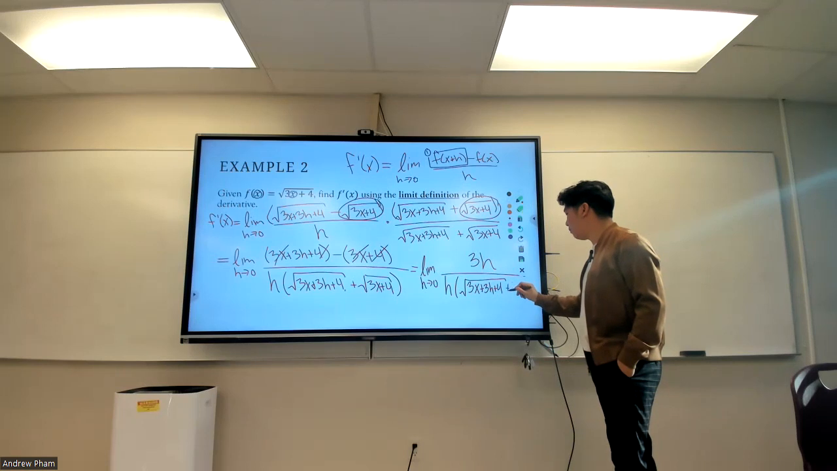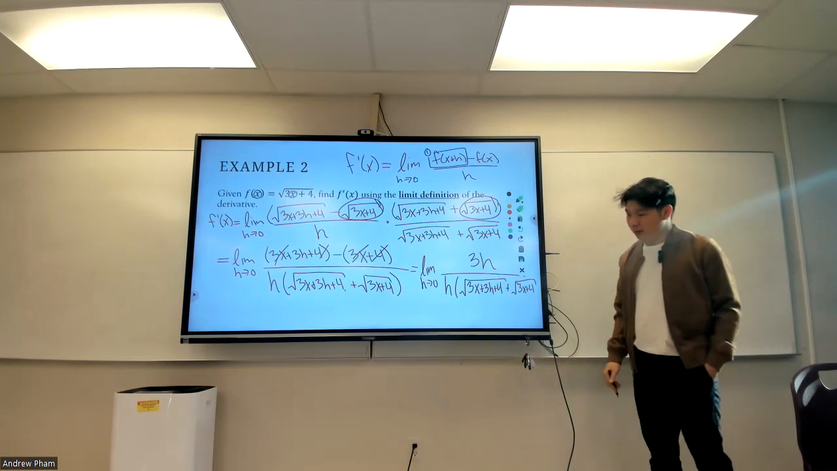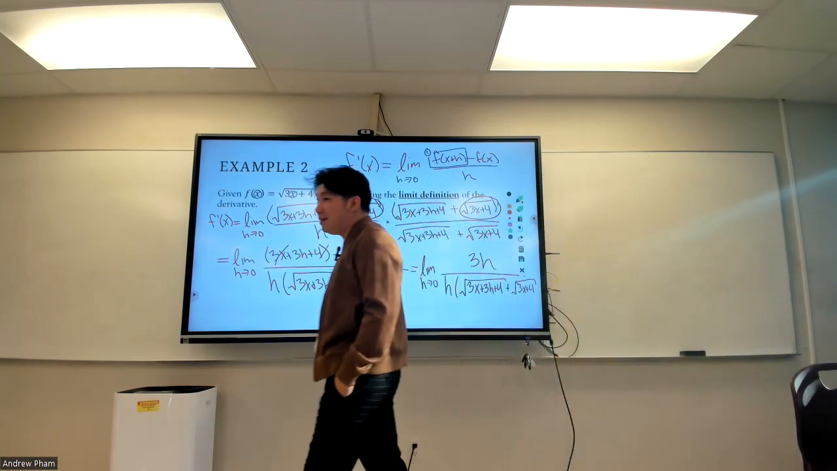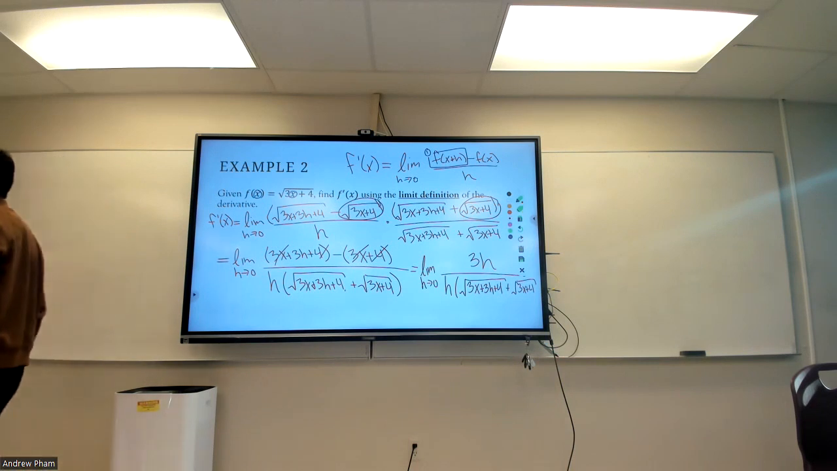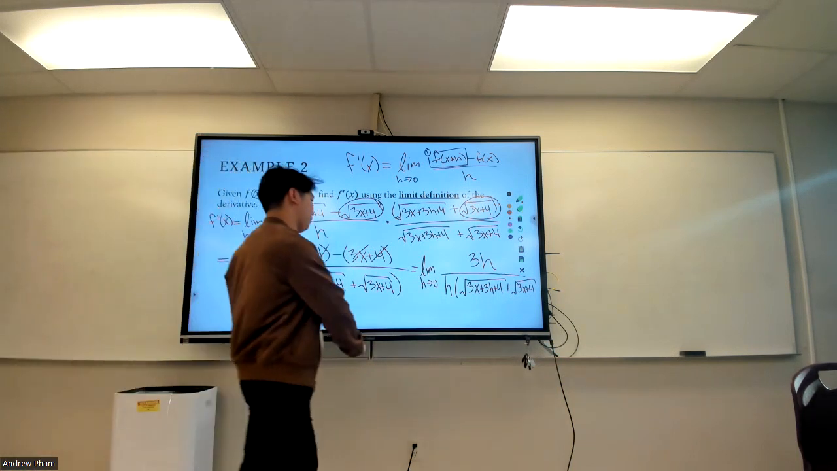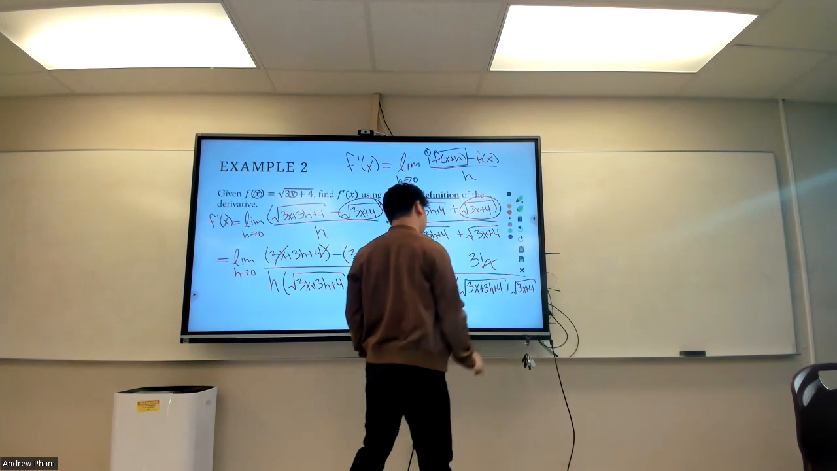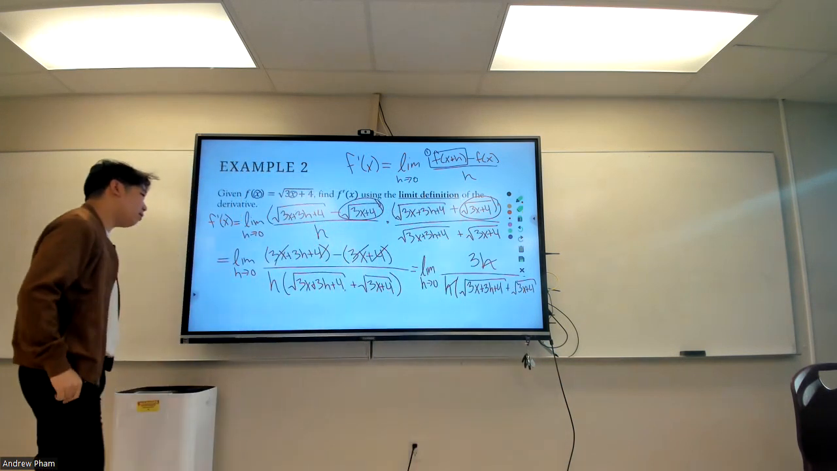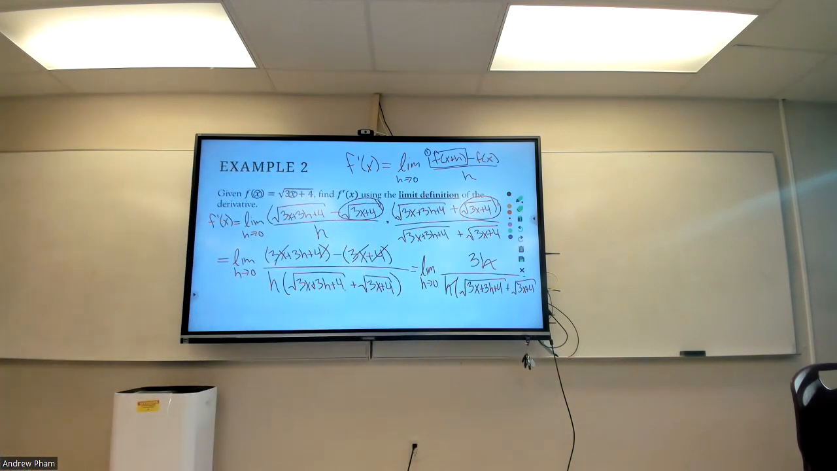Was it my plus 3x plus 4? I'm running out of room here. But this is still great for me. Something else cancels. Yeah, I got h on the top and h on the bottom. I'm going to take a pause here because there's a lot of things we just wrote down.